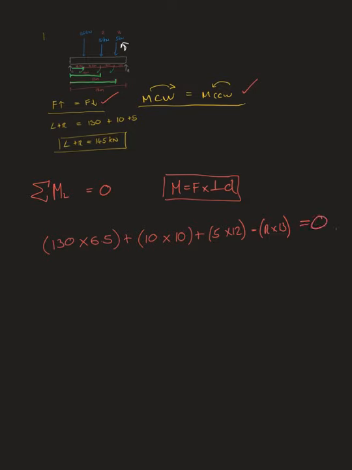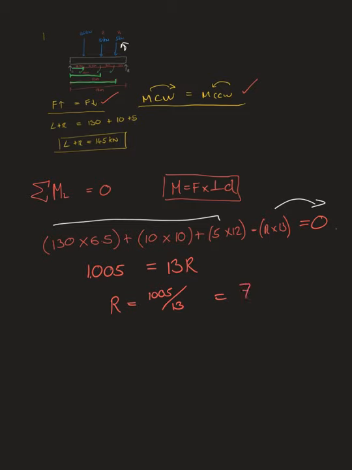And you go and you simplify that. So I've plugged this part into my calculator. It tells me it's equal to 1005. I bring my 13R over the other side of the equal sign, it becomes positive. So 1005 is equal to 13R. R is equal to 1005 divided by 13. So R is going to work out to be 77.3 kilonewtons.